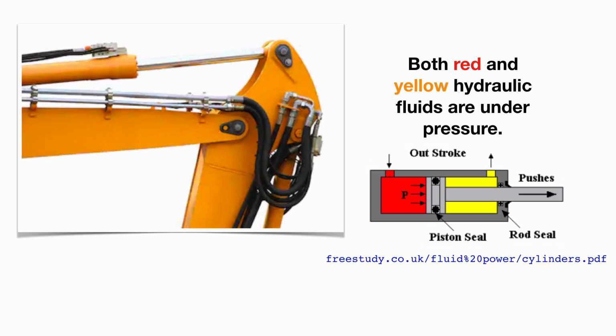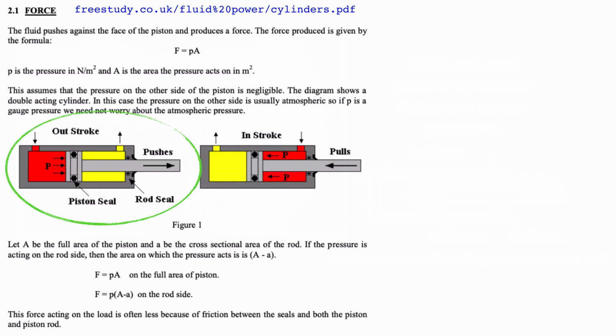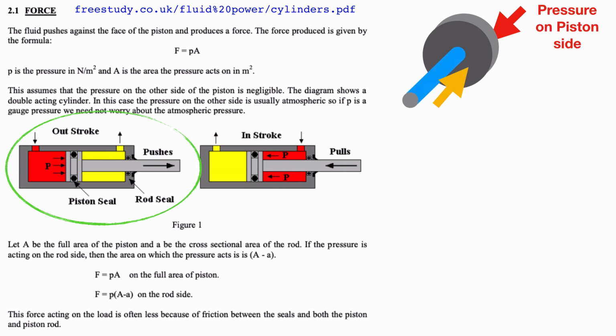Obviously, you're going to have a lot more pressure on one side if you've got an outstroke or an instroke. Let's take a look at the outstroke, where the red fluid is under more pressure, and the yellow fluid is just being expelled back into the reservoir. So the red side is pushing on the cylinder, but the yellow side, with a smaller pressure, is pushing on the rod side. You've got pressure on the piston side, pressure on the rod side.